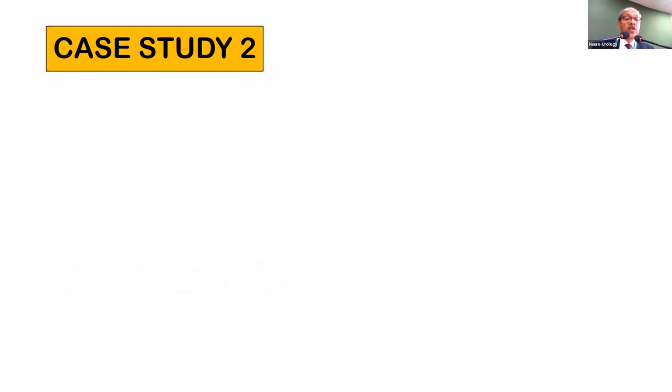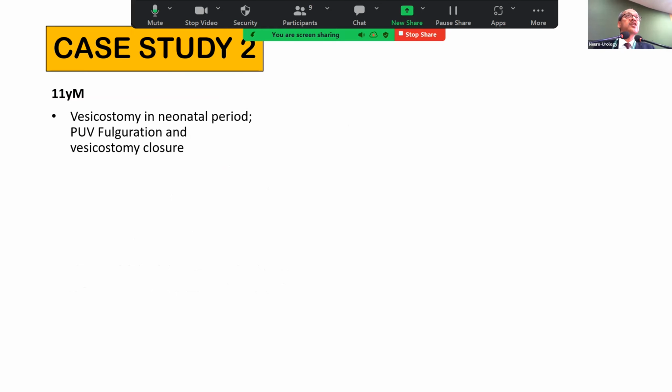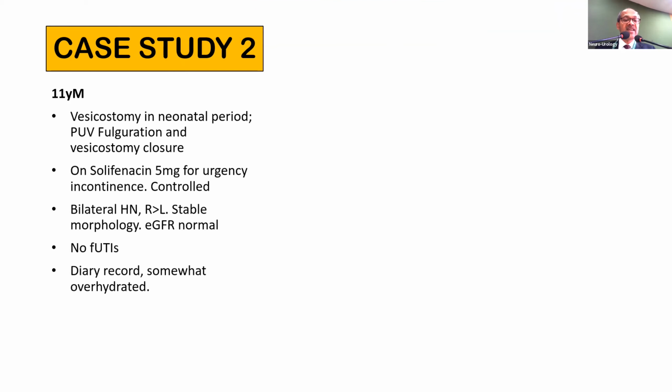So let's look at case number 2. An 11-year-old male, a vesicostomy in the neonatal period, a PUV fulguration and vesicostomy closure, on solifenacin 5 milligrams for urgency incontinence with the symptoms controlled, bilateral hydronephrosis right more than left with stable morphology and a normal eGFR. No febrile UTIs, a diary record which shows some element of overhydration. And the question here is, is the bladder safe?